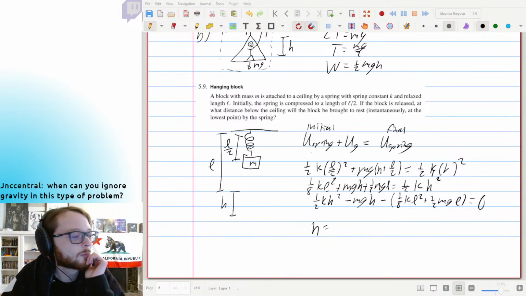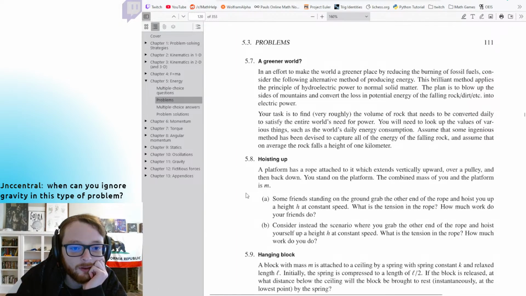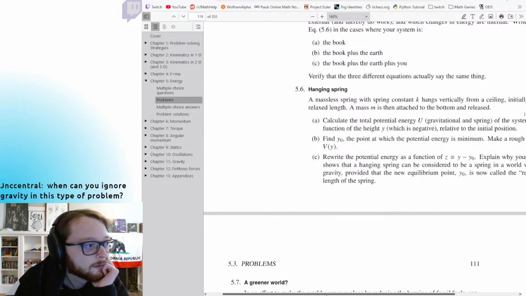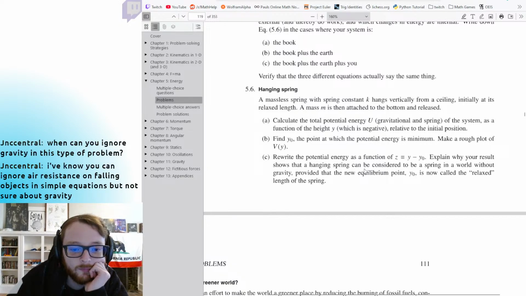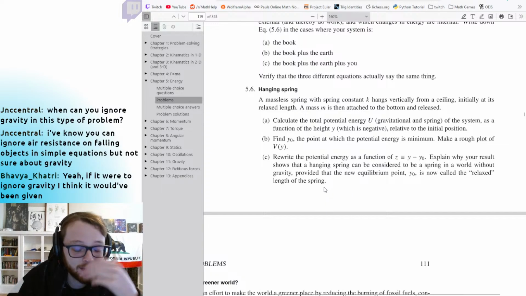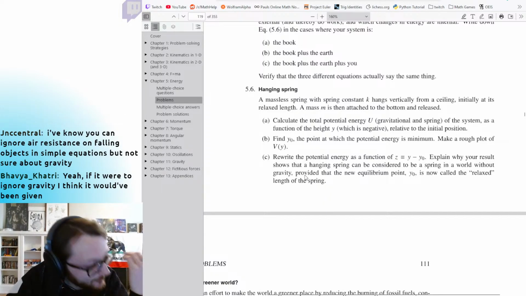As far as I remember, it was in number 6 right here. Explain why your result shows that a hanging spring can be considered a spring in a world without gravity, provided the new equilibrium point is now called the relaxed length of the spring. So maybe we are supposed to use that result for the sake of potential energy. No, I mean I think you might actually be able to use it here. I just don't know how else it would work.